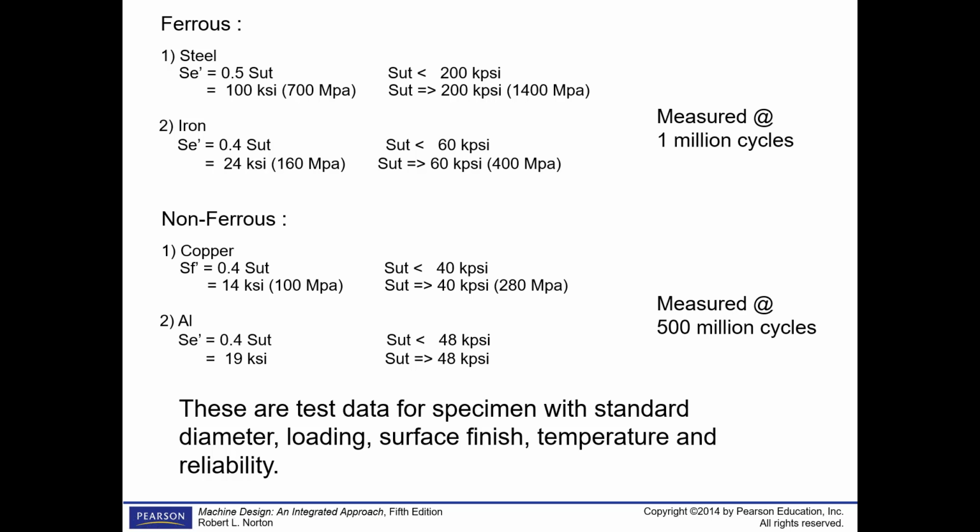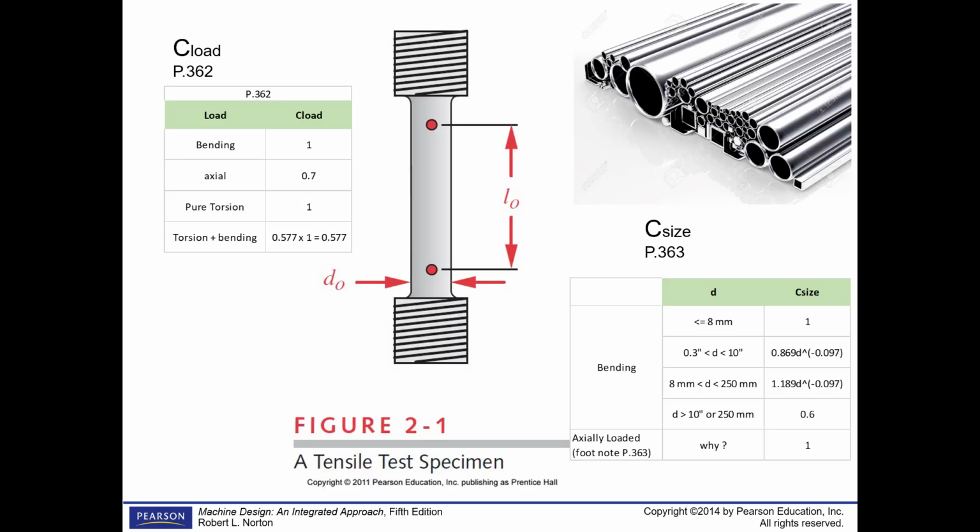Okay, so first we have steel, and my SUT, we're doing English units, so it's 108 KSI, so it's below the limit, it's below the 200, so my SE prime, the uncorrected value, it's 0.5 times the SUT, so it's 54 KSI. We'll go over the tables and then we'll go back.